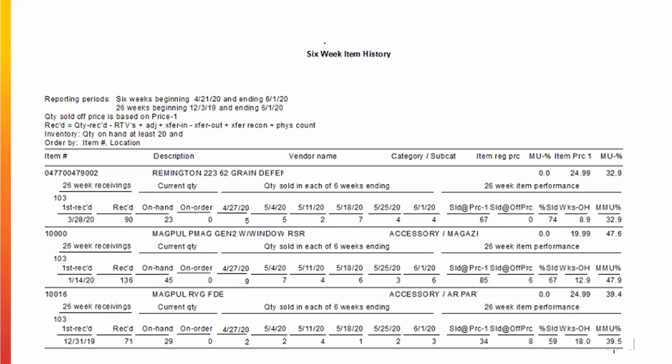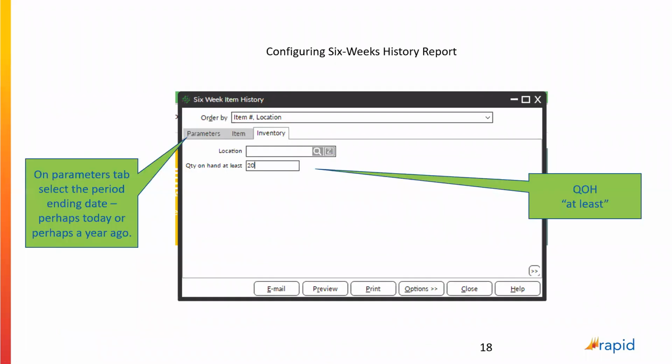So run this for a particular fast-moving item. Run this for a category of fast-moving items to take a look at your weeks on hand. Those are the primary uses for this 6-week report.